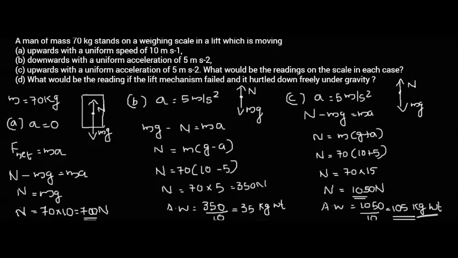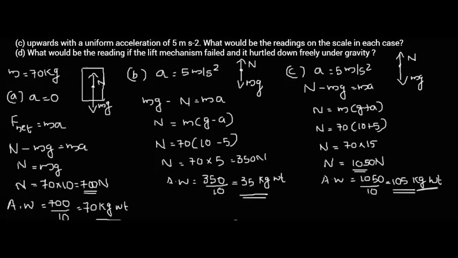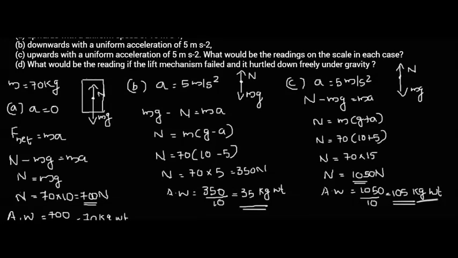Okay. So when the lift is moving upward with a uniform speed, the apparent weight was 70 kilogram weight. When it is moving downward with an acceleration, it is having an apparent weight of 35.